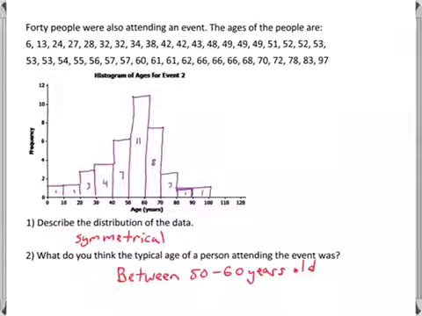So like I said, between 50 and 60 years old. If you want, you could calculate the mean or the median here. They're going to be fairly close because it's symmetrical, to give you an exact value for what you're looking for, a more accurate value.